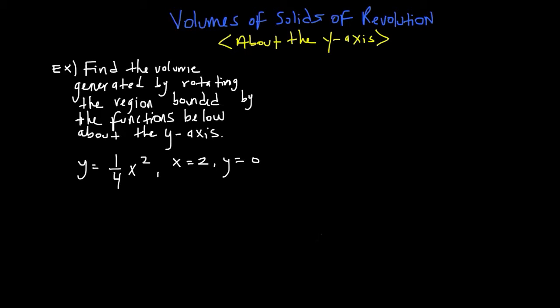The functions are y equals 1/4 x squared, x equal to 2, and y equals 0. And one thing we should note is that we should know how to graph these. This is just a parabola, and x equal to 2, that's a vertical line, and y equals 0, do you know what that is? It's a horizontal line, but it's a very specific horizontal line. It's the x-axis. So we want to graph those, look at the region that is bounded by those functions, and then think about the rotation.